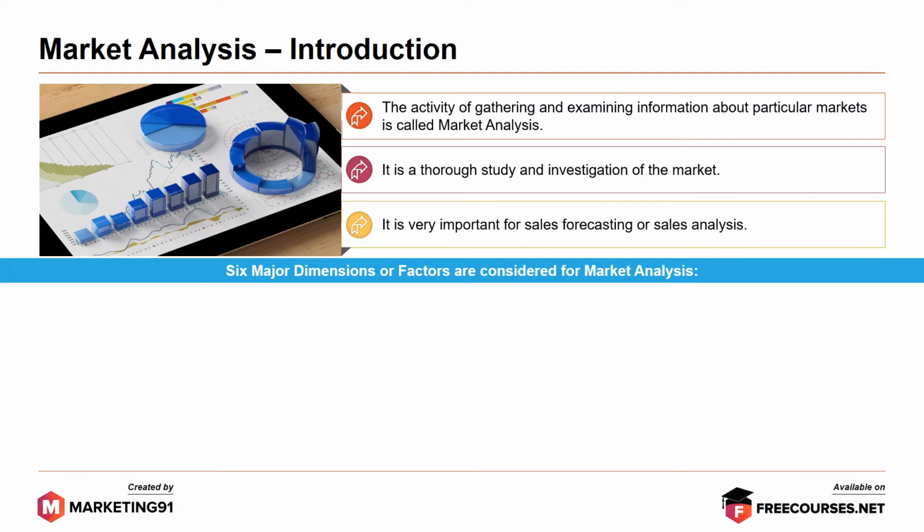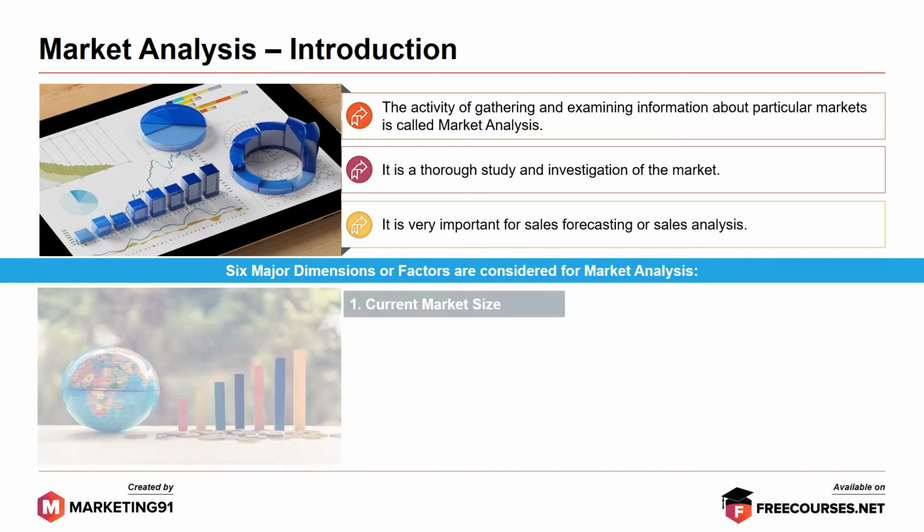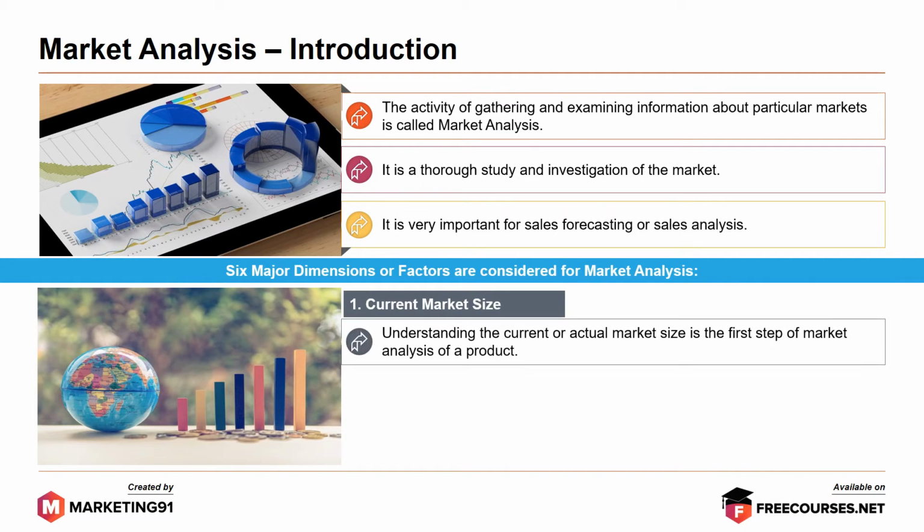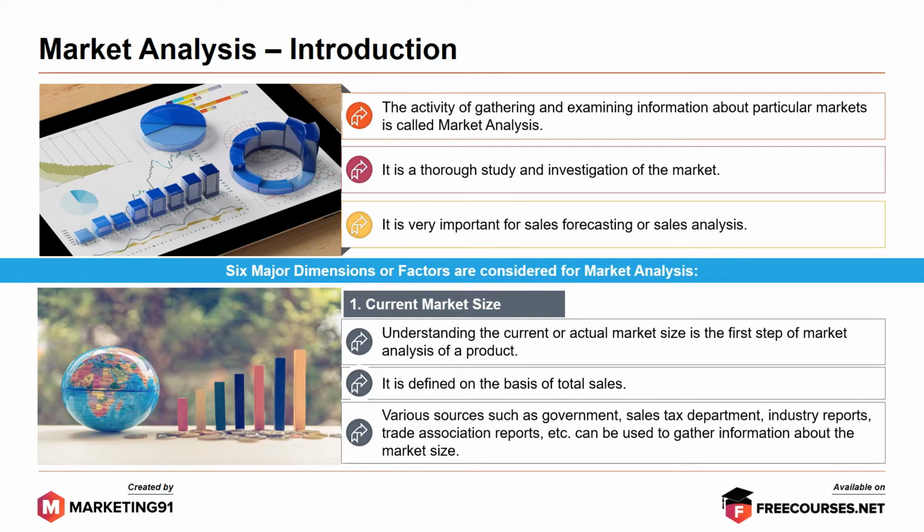6 major dimensions or factors are considered for market analysis. First, current market size. Understanding the current or actual market size is the first step of market analysis of a product. It is defined on the basis of total sales. Various sources such as government, sales tax department, industry reports, trade association reports, etc. can be used to gather information about the market size.